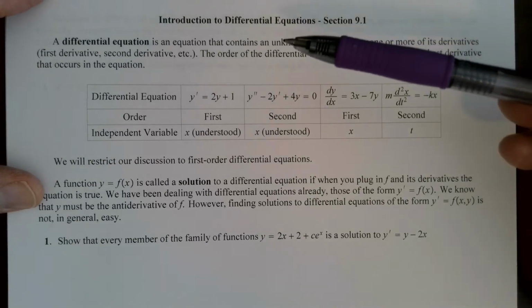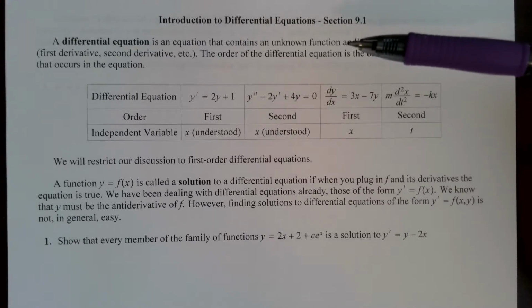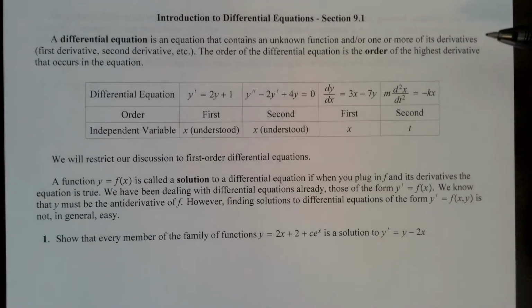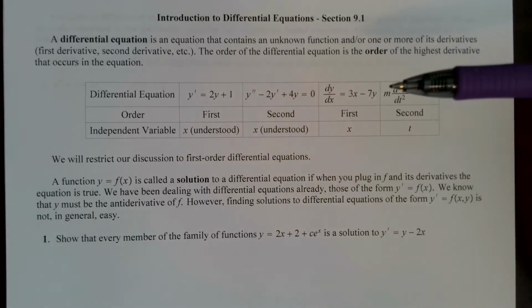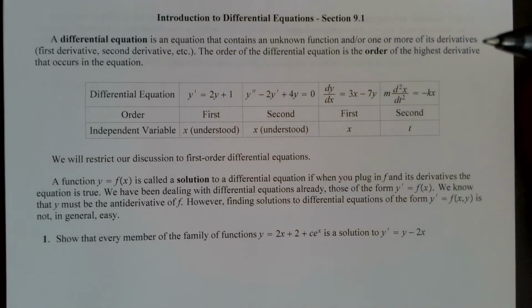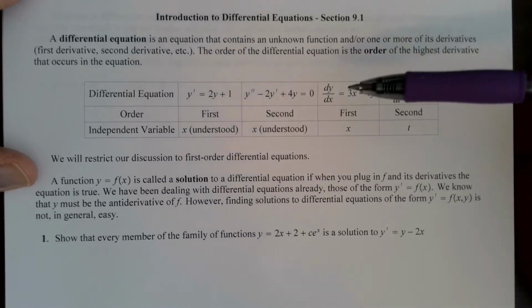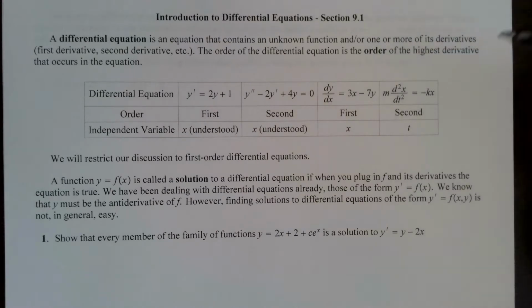So the differential equation contains that unknown function. That's the variable quantity, sometimes called the dependent variable. And it's going to include one or more of its derivatives. And by derivatives in plural, I mean first derivative, second derivative, and so on. The order of the differential equation is the order of the highest derivative that occurs. So if the first derivative is there, it's called a first order differential equation. If the second derivative is the highest order, it's second order.